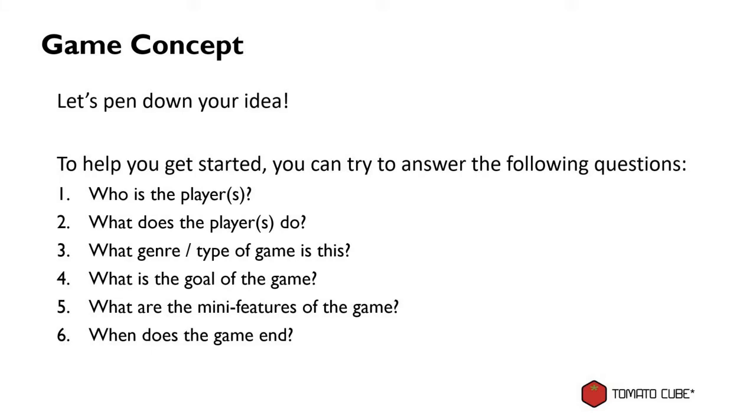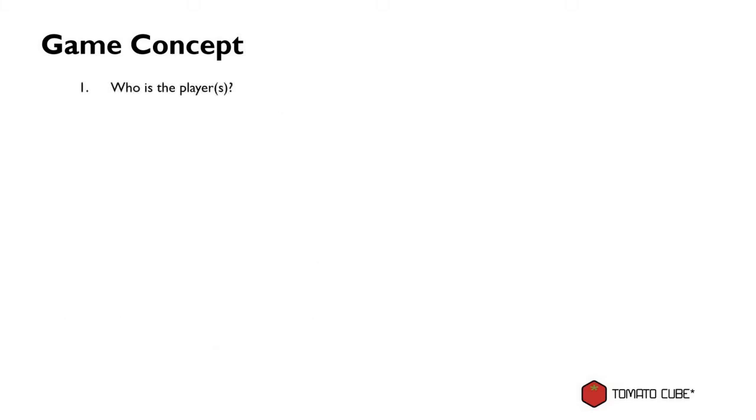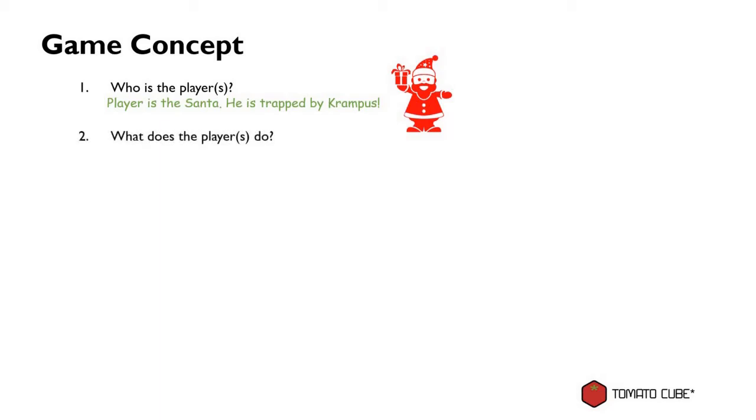So let me try to do that for the game that I sketched out earlier on. Okay, the first question, who is the player? We know that the player is Santa himself because he was trapped by Krampus. And what does the player do? Santa can walk, can climb, and he can apply magic. We want him to go invisible when he applies the magic. So what genre or type of game is this?